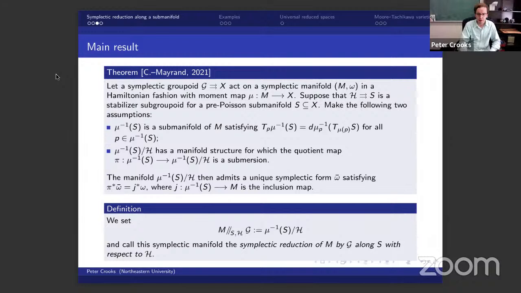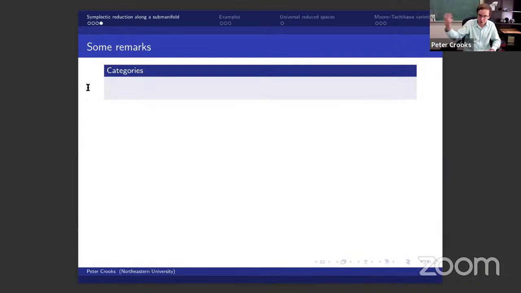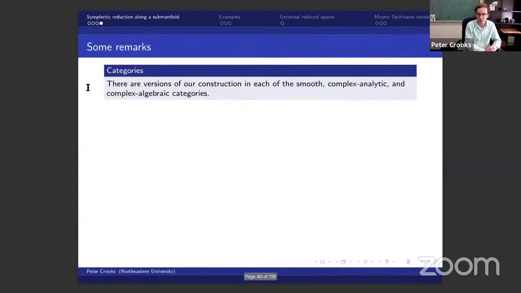Let me see if I can still advance. Let me make a couple of comments about this construction. First, so far I've been speaking only in the C infinity, the smooth category. There are analogous versions of this result in the categories of complex manifolds and complex algebraic varieties. So there is definitely some flexibility of category. One has to be a little more careful in the algebraic category because the notion of quotient can be a lot more subtle. But if one is more careful, then everything will continue to make sense.